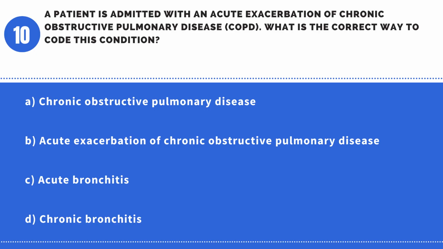Question 10. A patient is admitted with an acute exacerbation of chronic obstructive pulmonary disease, COPD. What is the correct way to code this condition? A. Chronic obstructive pulmonary disease. B. Acute exacerbation of chronic obstructive pulmonary disease. C. Acute bronchitis. D. Chronic bronchitis.